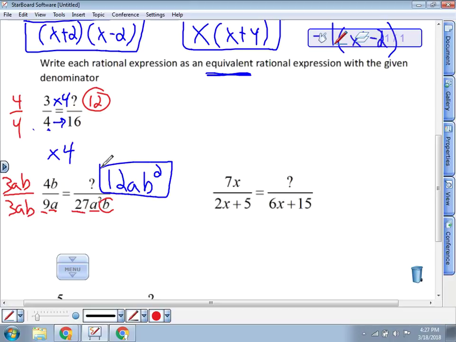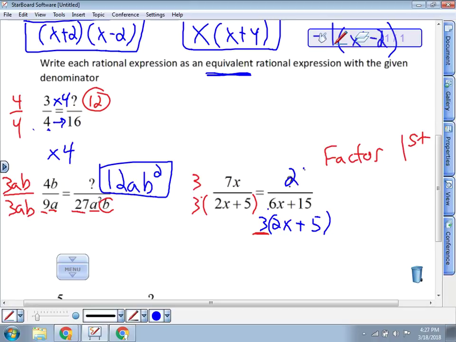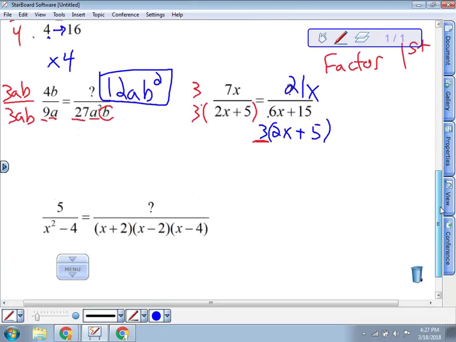This one here, okay, what you always have to do is factor first. Anytime we're coming up with the least common denominator, we have to factor first. How do I get from 2x plus 5? This one you might be able to see, but it's a lot easier when you factor it. So I'm going to take out a 3 from 6x plus 15. Well, 3 times 2x is 6x, and I factored out 3, so I still have the plus 5. So now you can see the only difference is I multiplied this by 3. Well, since I multiplied this by 3, I have to multiply the top by 3. So my final answer would be 21x. There you go.